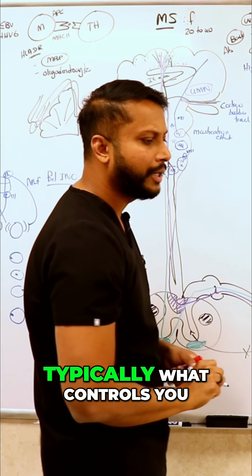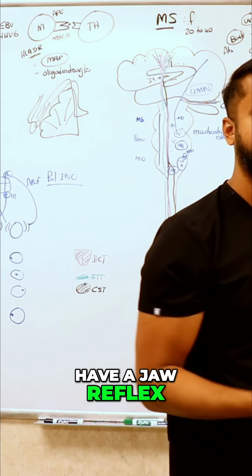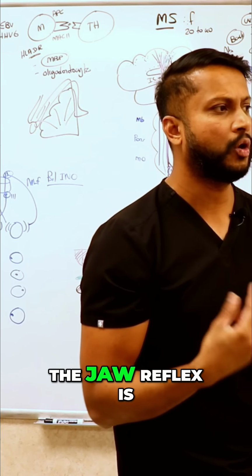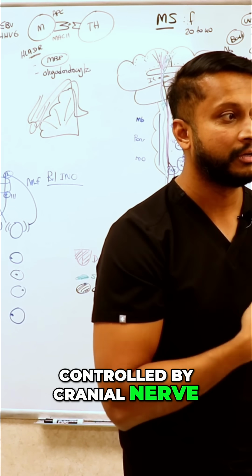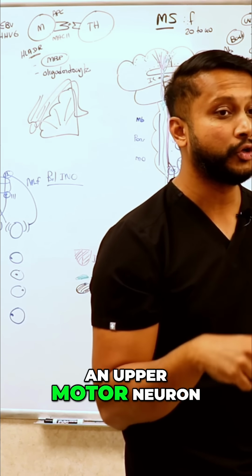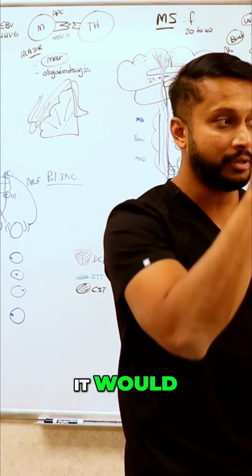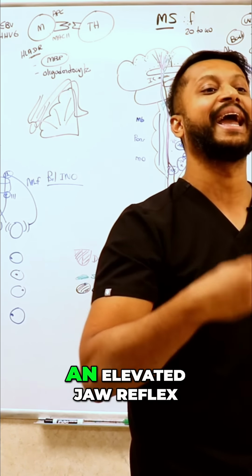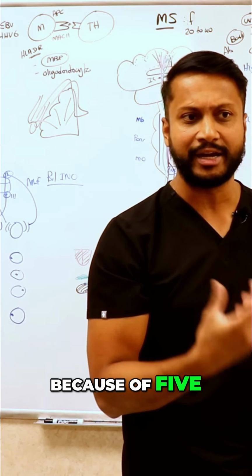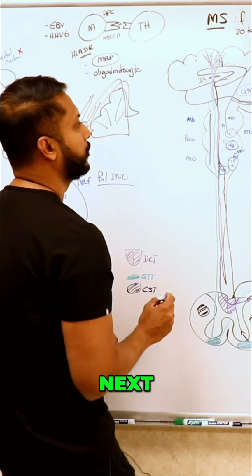Okay? Now typically, you have a jaw reflex, right? The jaw reflex is controlled by cranial nerve 5. So if you have an upper motor neuron lesion of your cranial nerve 5, what would happen to your jaw reflex? It would go up. So you will have an elevated jaw reflex because of 5 and you will have a problem with mastication. Next, you got 7.